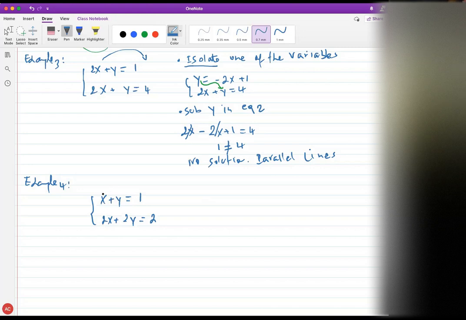We can just, this time, let's maybe isolate the y. It doesn't matter really which one you get by itself, x or y. Let's isolate the x this time. Let's move the y over. So isolate a variable.